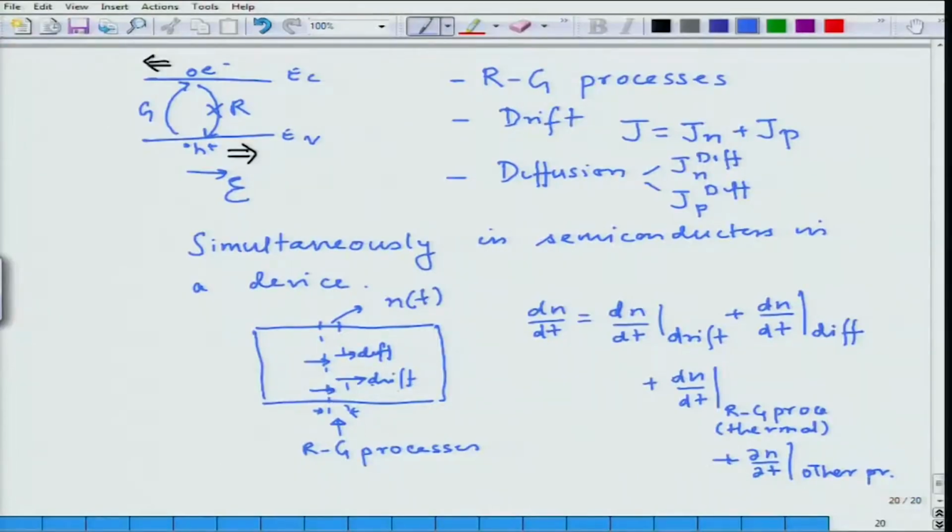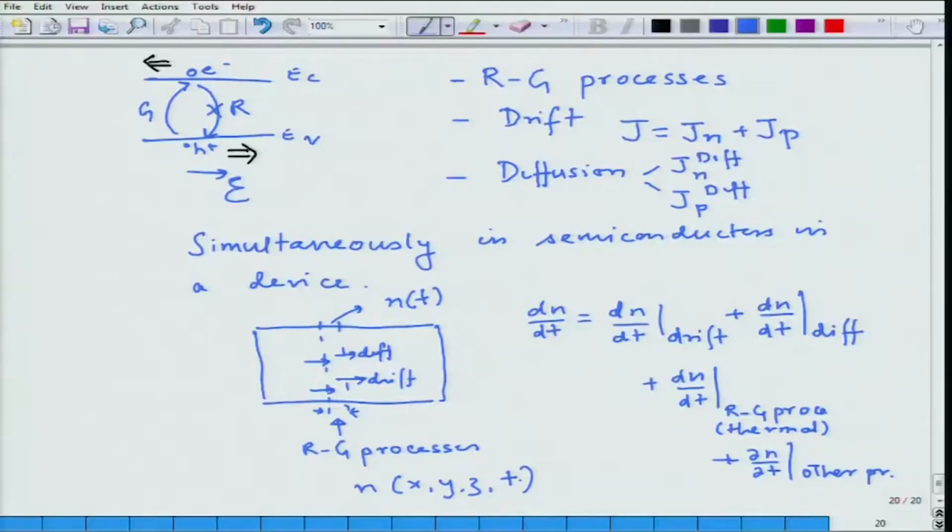We have plotted it in this manner, but you can think of it, in general the concentration of carriers will be a function of its position in the material and time, and hence the equation is going to be in general terms.